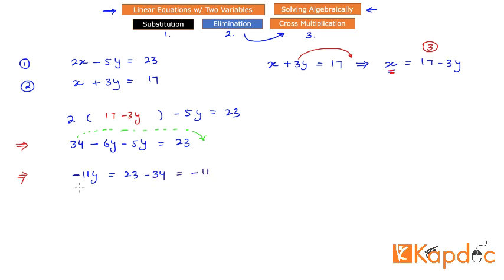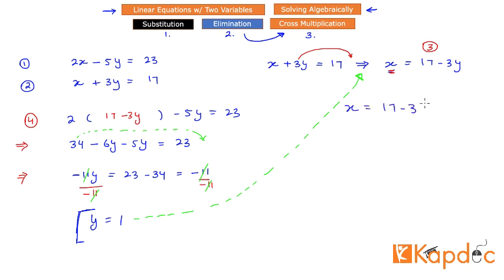Now at this stage, you will simply divide both sides of this equation by negative 11. This negative will cancel, negative 11 will also cancel here, and you simply obtain y is equal to 1. So this is the unique value of y you have obtained, let's say this was my equation number 4. What you can do is simply transfer this value of y into equation number 3. And when you do this, you obtain x is equal to 17 minus 3 times the value of y, which is 1 now, or x is equal to 17 minus 3, which is 14.